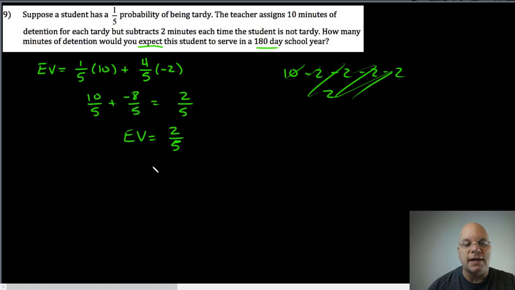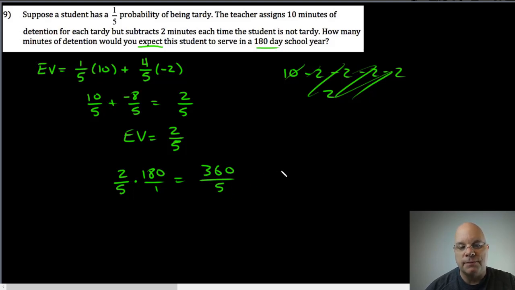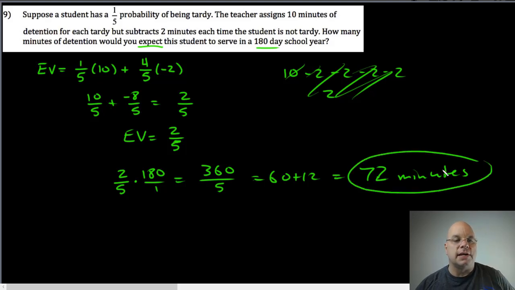There's a 180-day school year, so we need to multiply 2/5 by that 180. That's 360 divided by 5. I know 300/5 is 60, and 60/5 is 12, so that's 60 and 12, 72. That student would expect to serve 72 minutes of detention in an average 180-day school year.